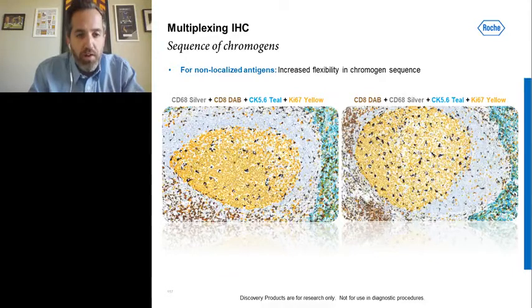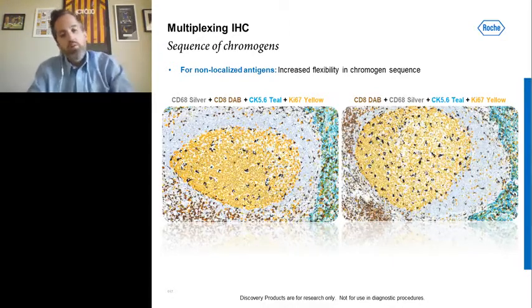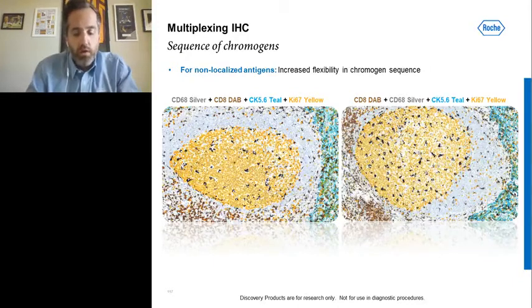Where we have non-localized antigens, we have a much greater flexibility in terms of the sequence that we're running. In this case, because none of them are co-localized, you can place the chromogens in any particular order. So here we've put CD68 in the first position, CD8 in second on the left-hand side, and on the right-hand side, we've alternated these. And you can see there's not a great deal of difference between the staining patterns. And this is an important aspect to consider to ensure that the way in which you're looking at these markers and the way in which you're applying the different chromogens gets the best possible staining.